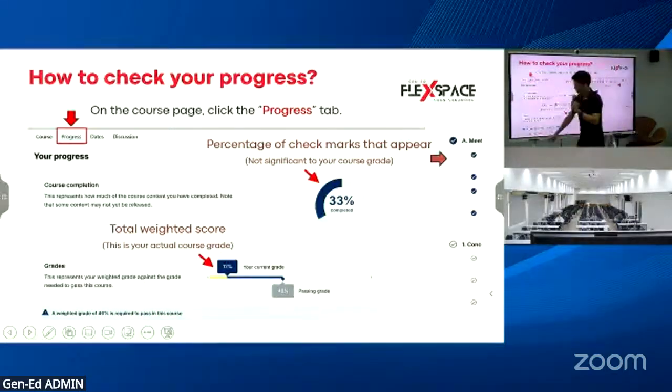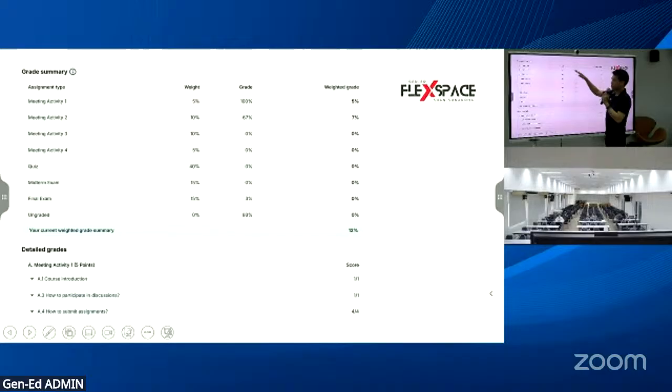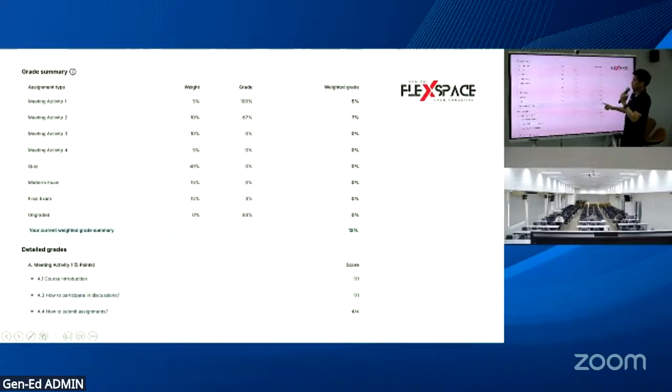And on the next page, if you scroll down on the progress page, you will see the grade summary. It shows the grade distribution. How does that 12% come from? It comes from meeting activity number 1, number 2, number 3, number 4, and chapter quizzes. What you have attempted and what you have completed will be accumulated here.